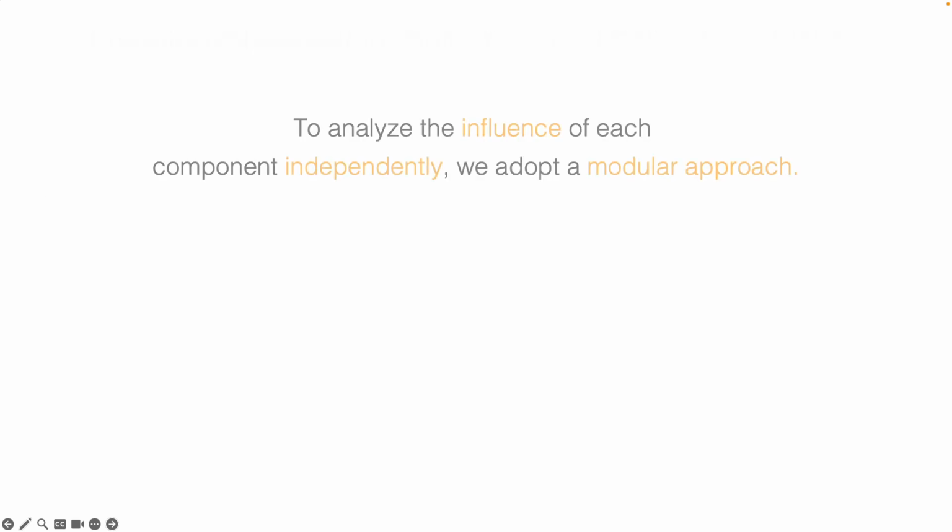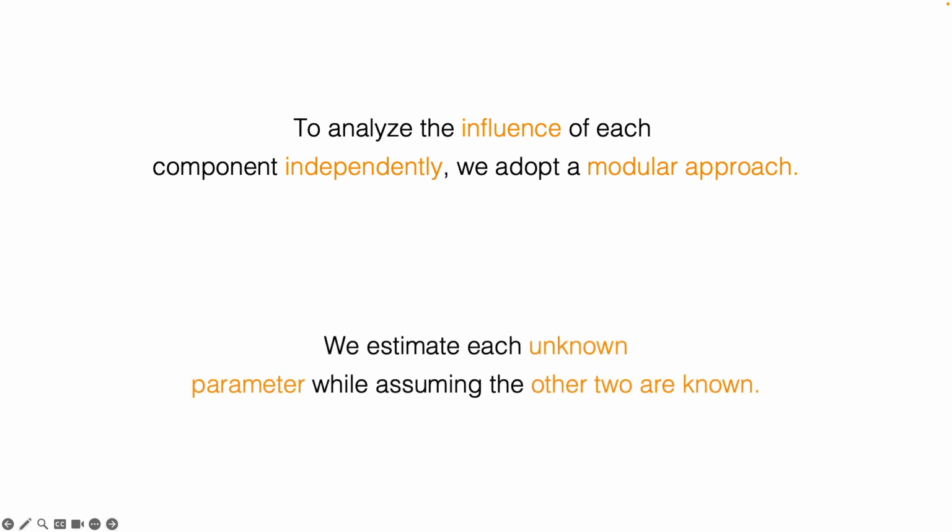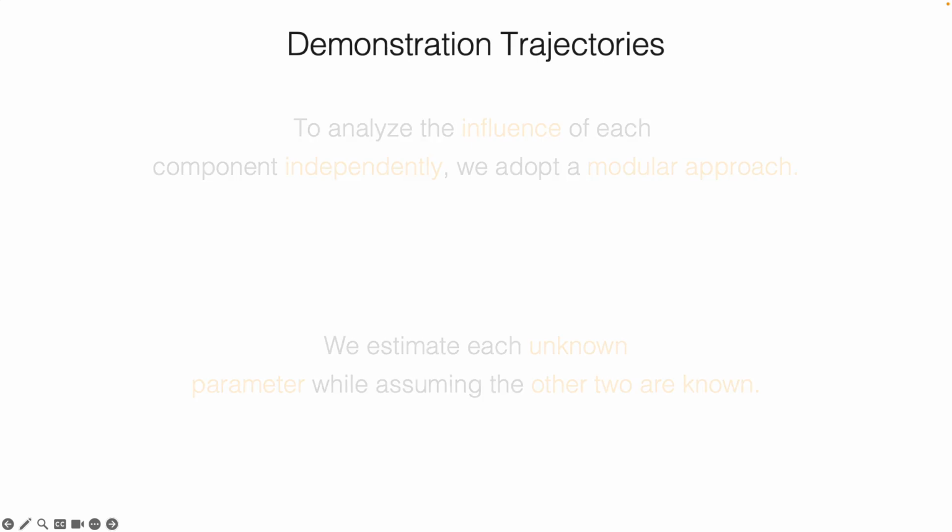Our key idea is that we want to analyze the influence of each component independently by adopting a modular approach. We estimate each unknown parameter while assuming that the other two are known.